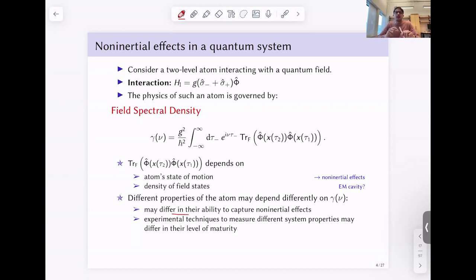For example, what's tau minus? Tau minus is just tau 2 minus tau 1. Thank you.